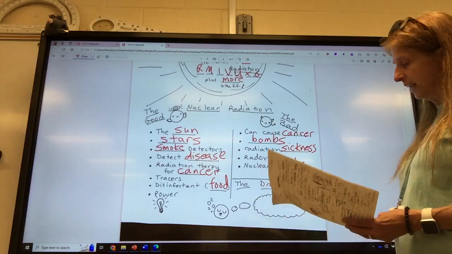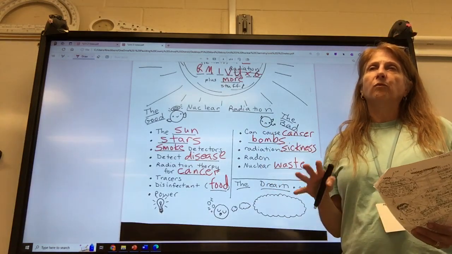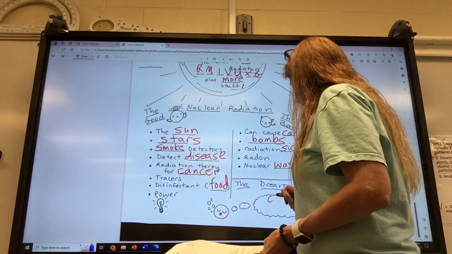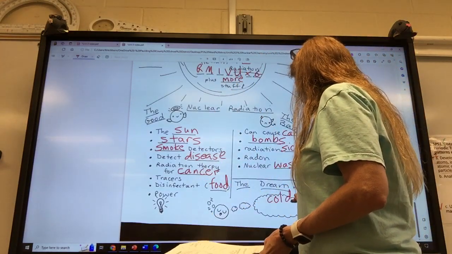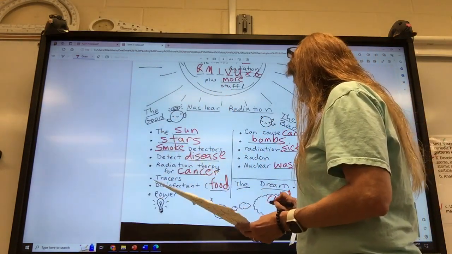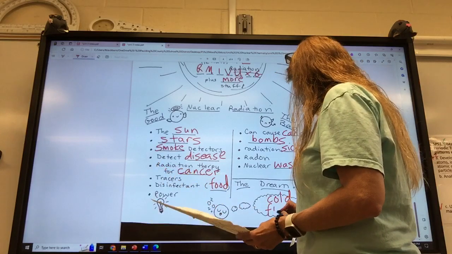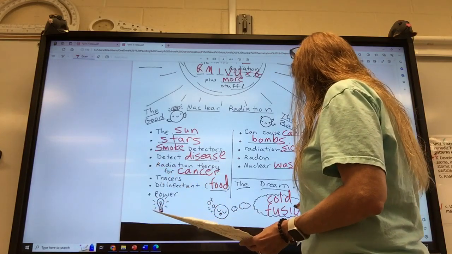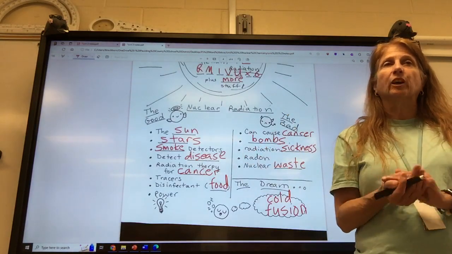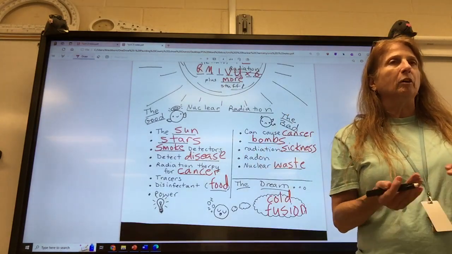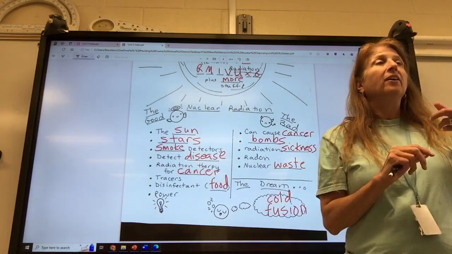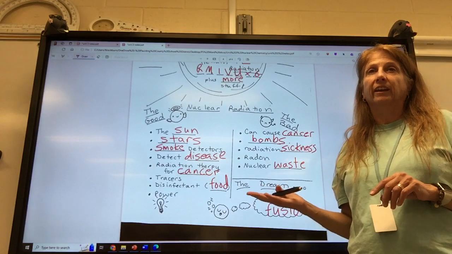Now, the dream, okay? Fission is what they use for nuclear power. But the dream is if we could ever have power, instead of using fission, uranium, if we could do fusion instead, that would solve our energy problems. Because if you take hydrogens and put them into helium, helium's safe. We put it in balloons. Probably some of you have even breathed it in to make your voice sound weird, right? So it would be safe energy.